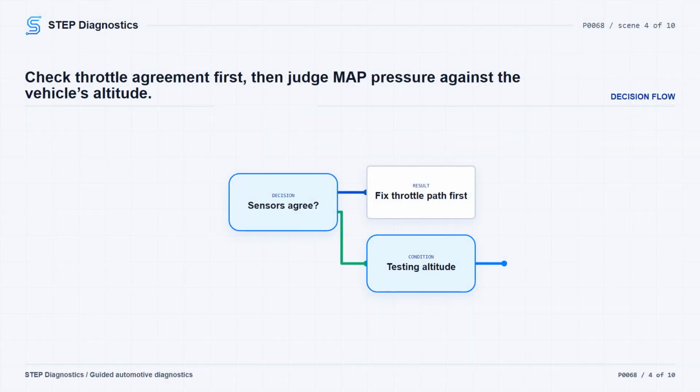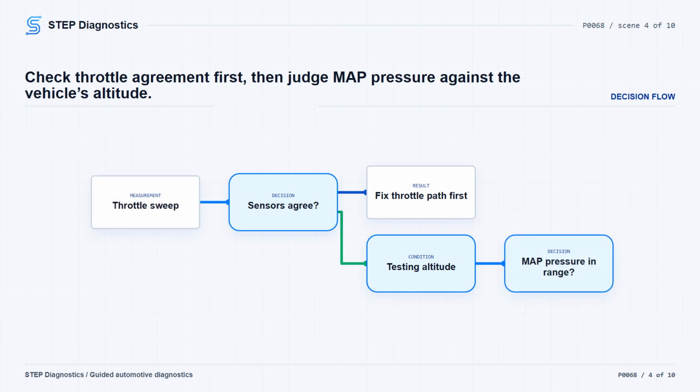Next, run the throttle sweep with the scan tool and watch the throttle position sensors 1 and 2 agree or disagree parameter. You want it to display agree. If it displays disagree, diagnose the throttle position correlation fault path first instead of continuing with P0068.